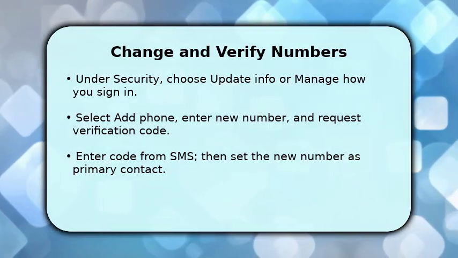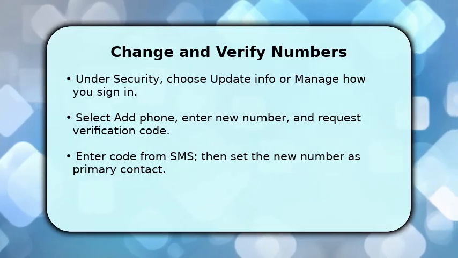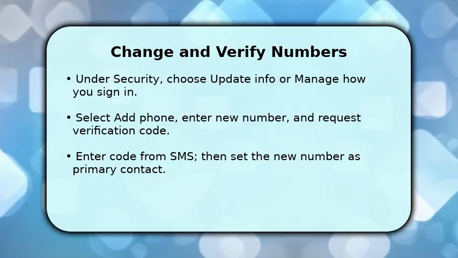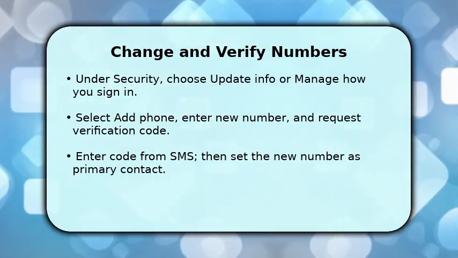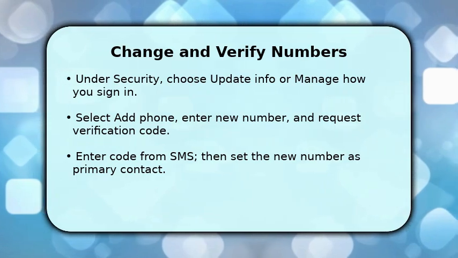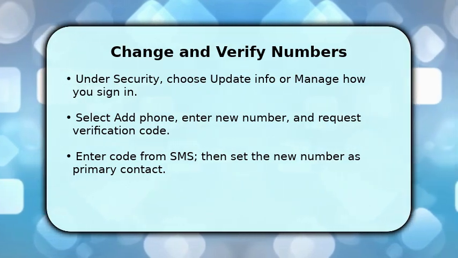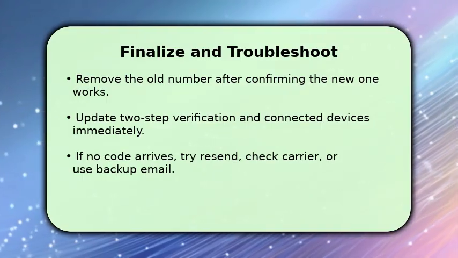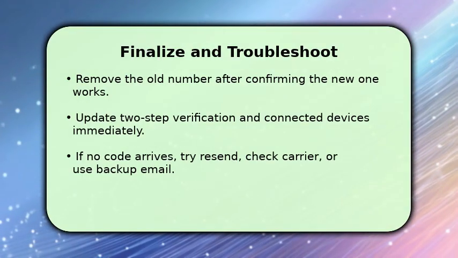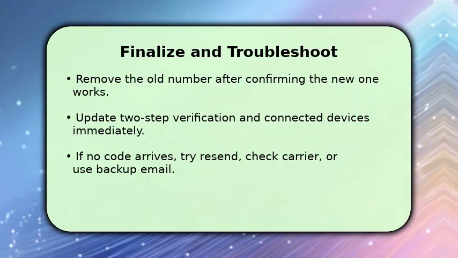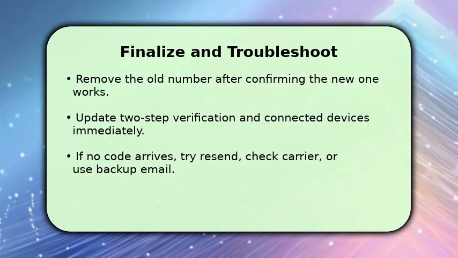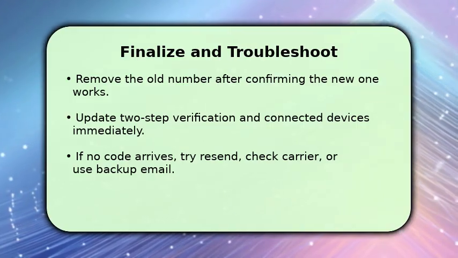After verification, make the new number your primary contact. This ensures password resets and two-step prompts use the updated number going forward, which prevents lockouts. To finish, verify you can sign out and back in using the new number for any recovery flows. Then remove the old number from your account to avoid confusion. Make sure two-step verification settings and all connected devices reflect the update so authentication prompts go to the correct phone.